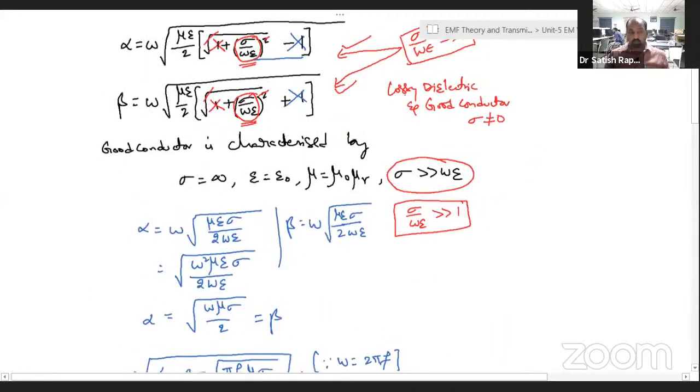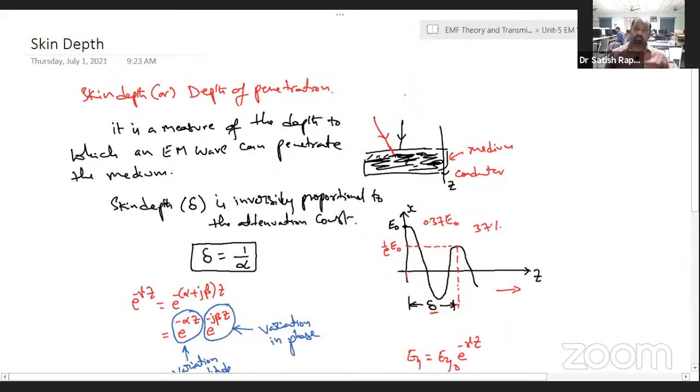And skin depth, or it is also called depth of penetration. That means when a wave is incident on a conducting media, it penetrates to some extent, not deep into the conducting media, because an EM wave cannot travel into a conducting media. It cannot travel into it because for a good conductor, sigma is equal to infinite.